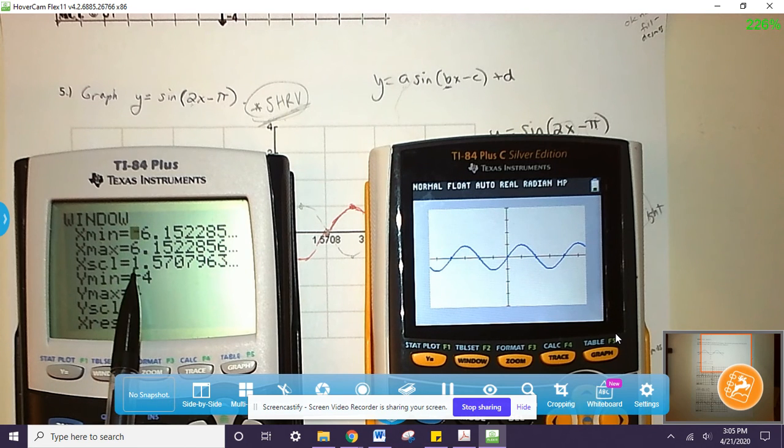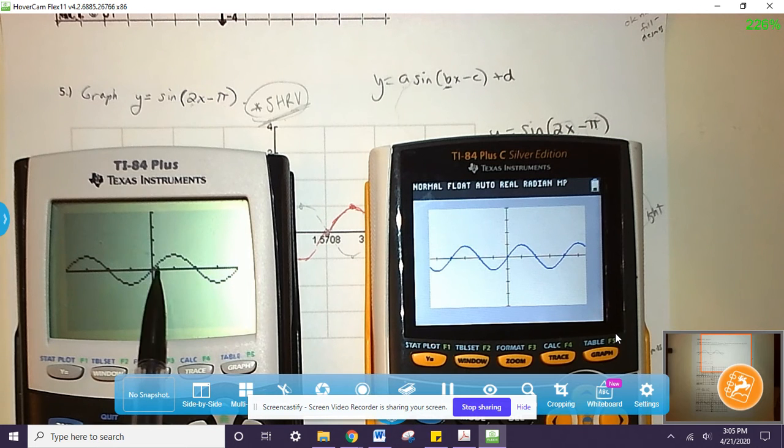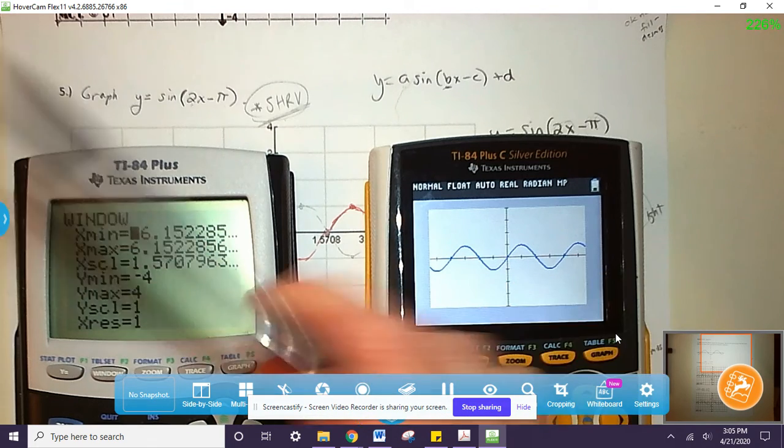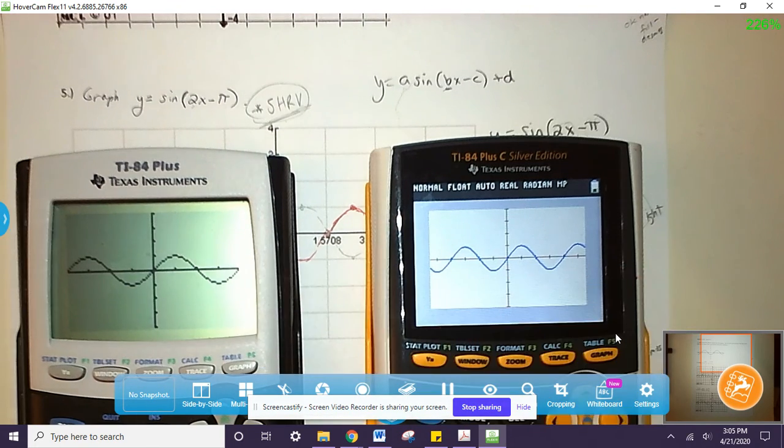And look what the scale is on the x-axis. It's 1.57. So what we have here is every tick mark is pi over 2. So that's pi over 2, pi, 3 pi over 2, just like we're used to. And it goes pretty much to 2 pi. For the y min and y max, it goes from negative 4 to 4, just like the graph paper we've been using. So that's a nice viewing window.